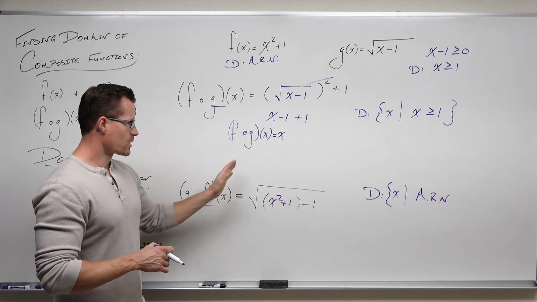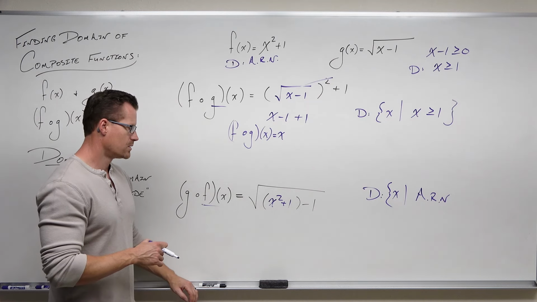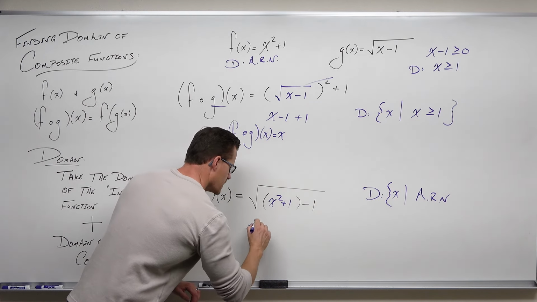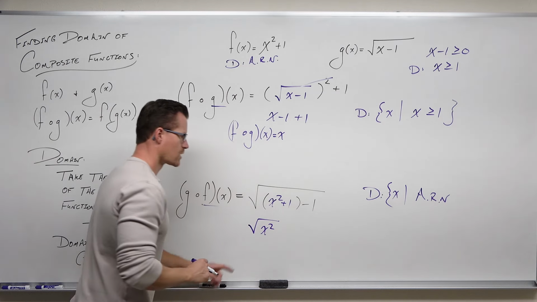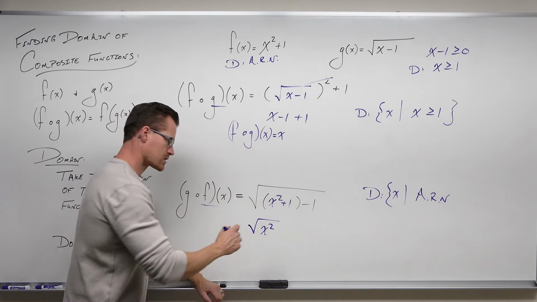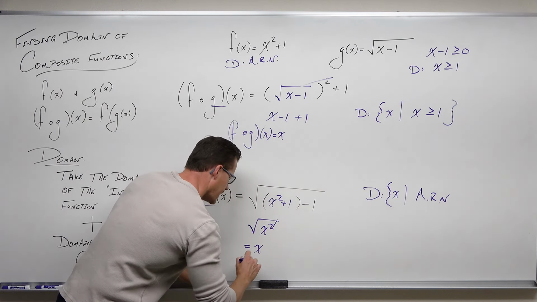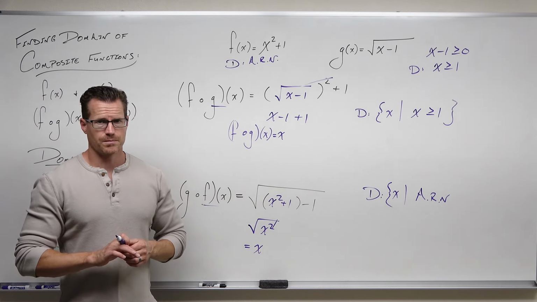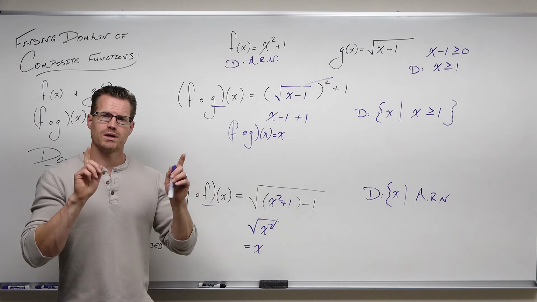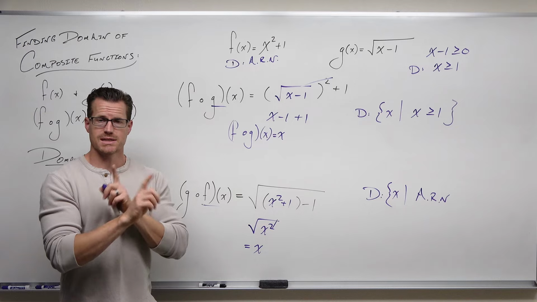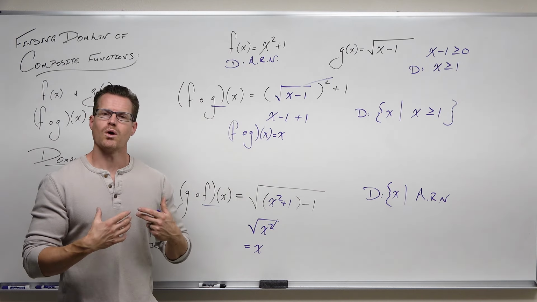Okay, so I have square root of x squared plus 1 minus 1. Well, these 1's, plus 1 minus 1, is 0. Square root of x squared gives me x. Well, that's interesting. I get the same thing as here. And that is exactly true. If you compose two inverses, no matter which way you compose them, you have to get the same thing. And that same thing will always be x.